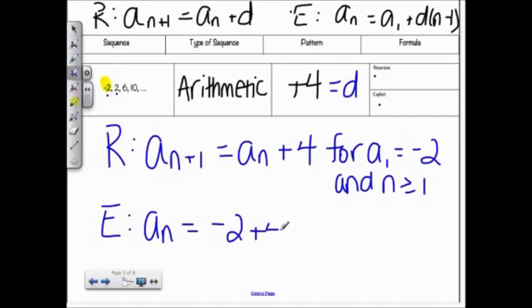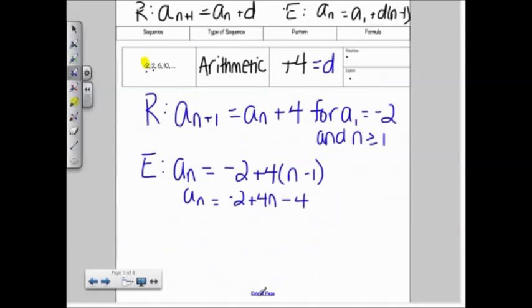Plus my d value, which is 4, times n minus 1. And then all I'm going to do is distribute it. So I get a sub n equals -2 plus 4n minus 4, which means that my a sub n is going to equal 4n minus 6 for n is greater than or equal to 1.